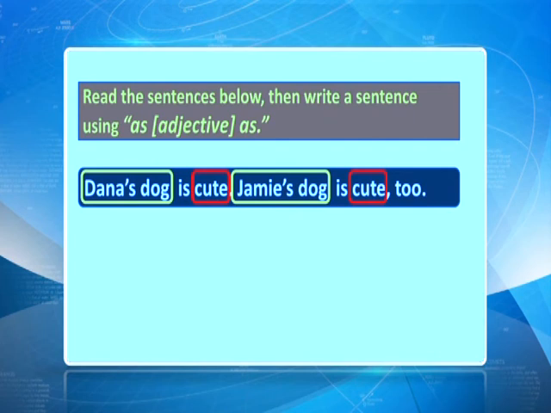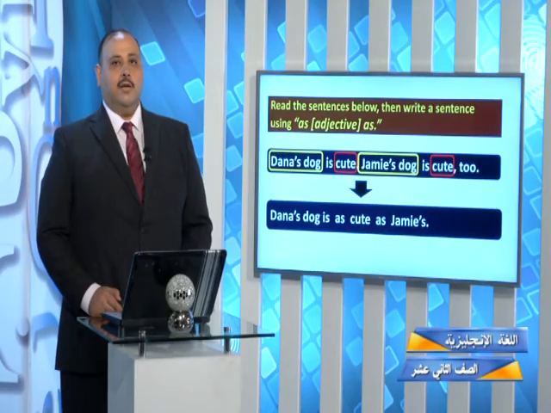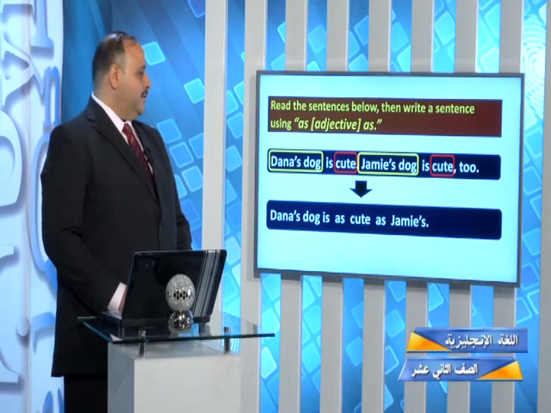Now, we can link the two sentences and use as, adjective, as. Remember that there must be an adjective. The adjective here is cute. Let's see. Dan's dog is as cute as Jimmy's. And notice, you cannot say Dan's dog and then write just Jimmy. No, you have to say Jimmy's. It is the possessive form, apostrophe s.